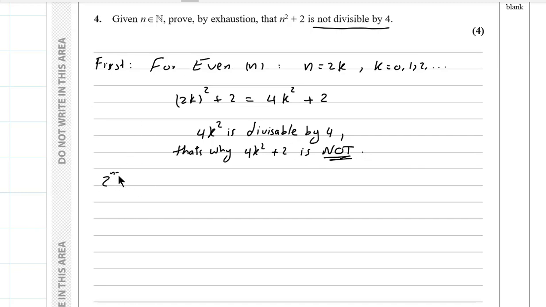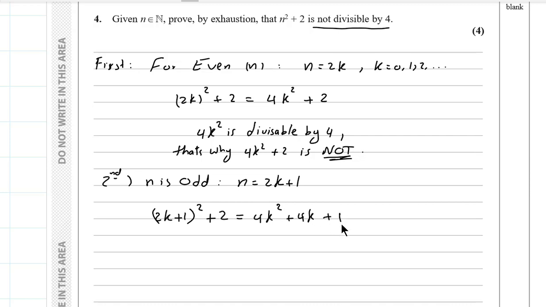Second, if n is odd, which means that n can be written as 2k plus 1. Okay, replace again, instead of n we can write 2k plus 1 all squared plus 2, which will be 4k squared plus 4k plus 1 plus 2. These are also multiples of 4, so they are divisible by 4, for the same reason.